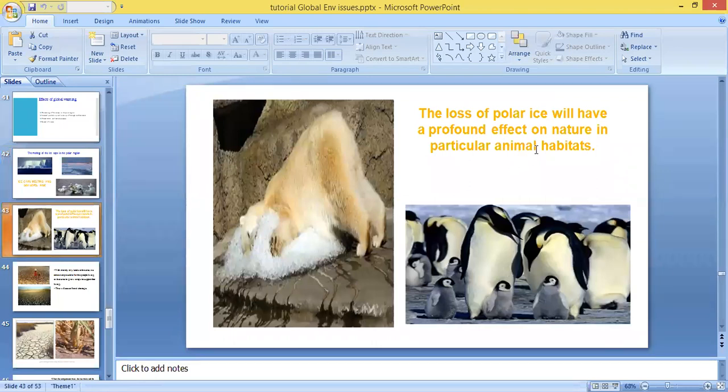The loss of polar ice will have a profound effect on nature, in particular animal habitats. As we discussed with aquatic or marine animals, there is a food chain or food web that is established. Certain animals also live only in certain conditions. So due to global warming, certain marine animals which have a habitat of very low temperature will not have that low temperature maintained. Due to that, many animals cannot survive in the changed climate.